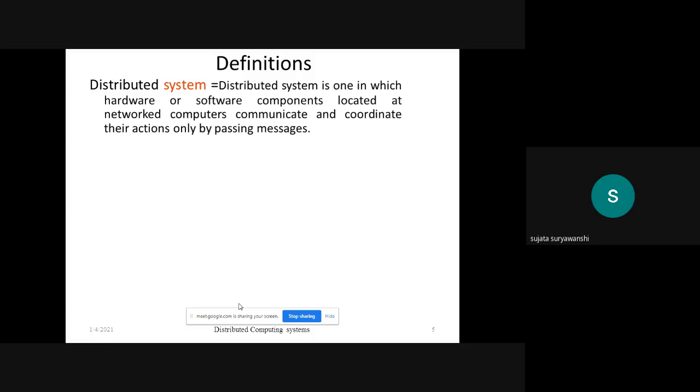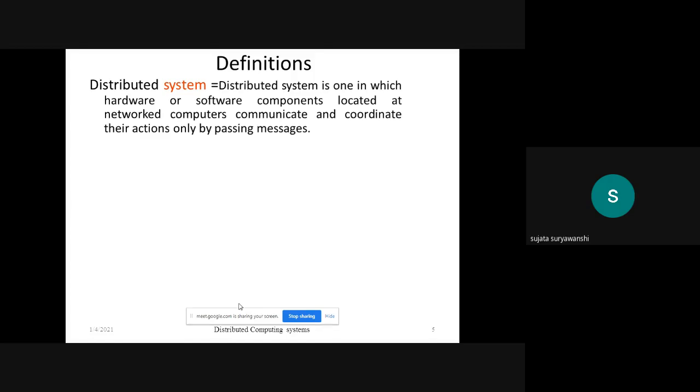Here, the basic definition is given. That is, a distributed system is one in which hardware and software components located at networked computers communicate and coordinate their actions only by passing messages. It means the system has different components, either software or hardware, and these components are located at networked computers. They communicate and coordinate their actions only by passing messages.